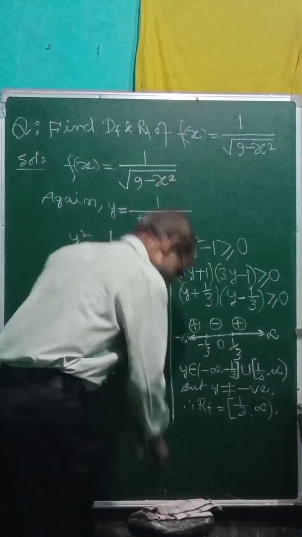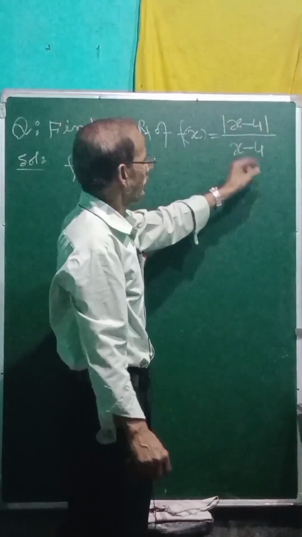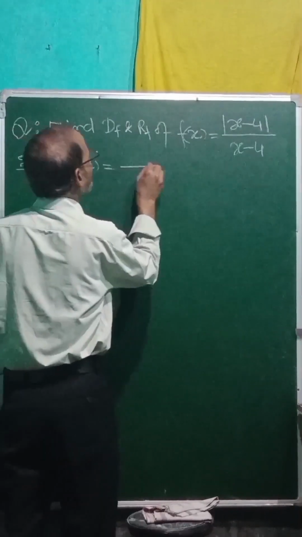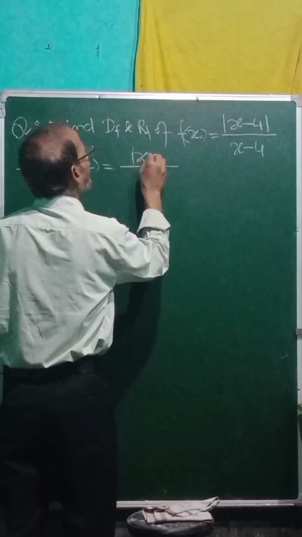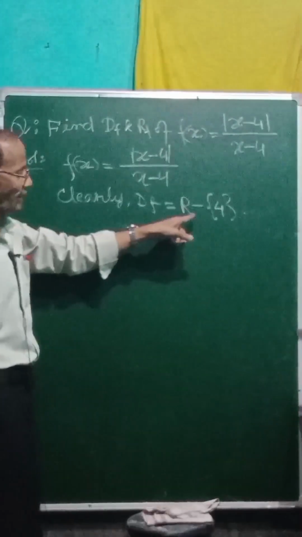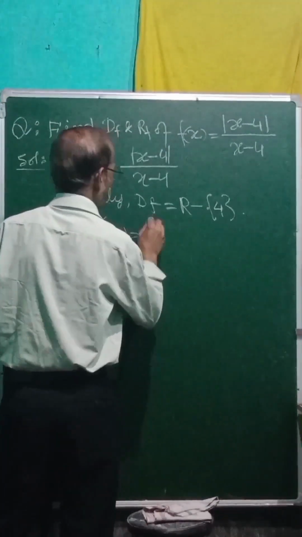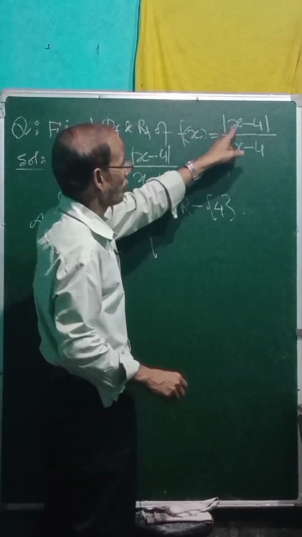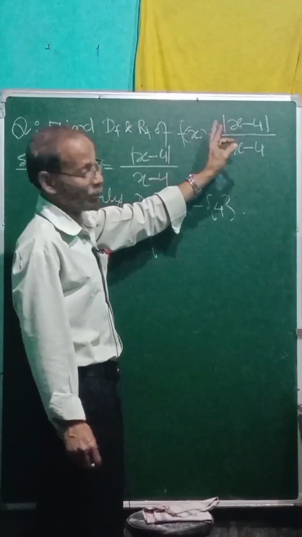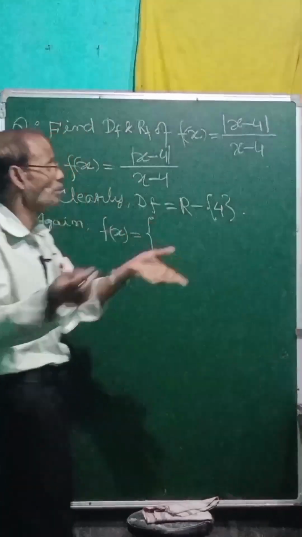Now let us take one more problem. Find the domain and range of f(x) equal to modulus of (x minus 4) by (x minus 4). So f(x) is equal to |x minus 4| by (x minus 4). Clearly, the domain of f is R minus {4}. Again, see that if x is anything greater than 4, suppose it is 5, then inside the mod, 5 minus 4 equals plus 1. Here also 5 minus 4 equals plus 1. So 1 by 1 is equal to 1.